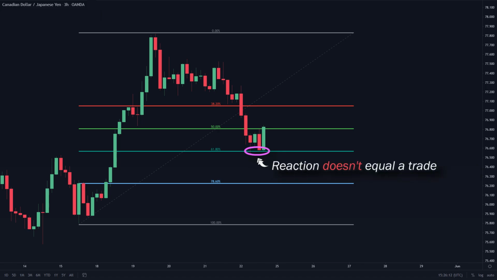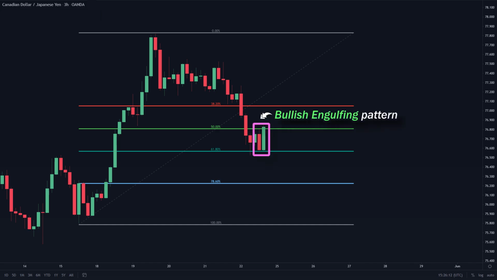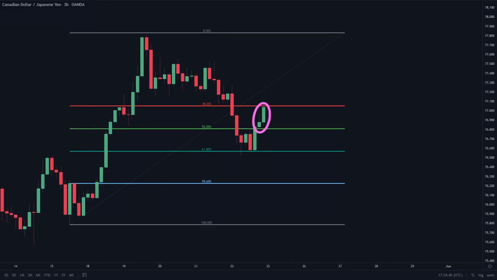But remember, a reaction doesn't equal a trade because price can always react to a level but still break right through, and so you need further confirmation. Next, we also spotted a bullish engulfing pattern, which is when the second candle's body completely covers the previous candle. And so what this shows us is that not only do we have a reaction at this area as shown by these candles rejecting, but we also have upwards momentum as shown by this bullish engulfing pattern. Then, to further confirm the upwards momentum, we can see that the next candles after that are multiple green candles breaking above resistance at the 50% level.